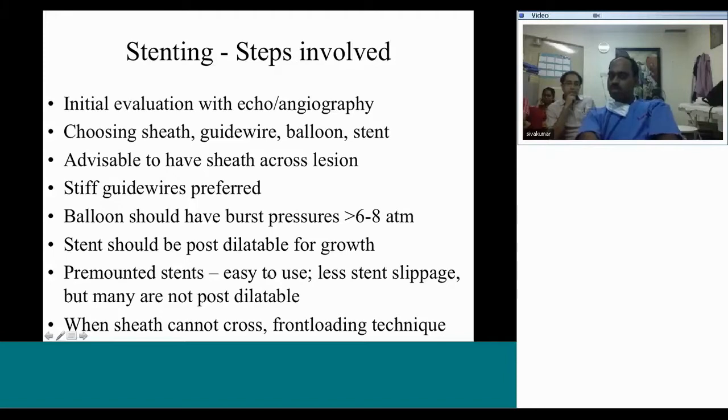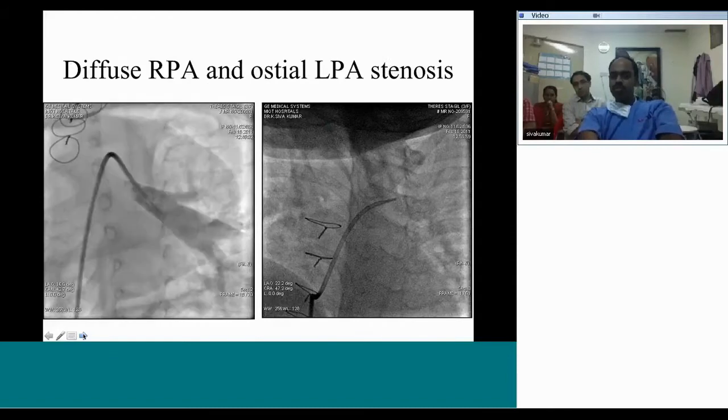Pre-mounted stents are very easy to use. They don't lead to stent slippage, but many of the pre-mounted stents are not post-dilatable. If it is a pre-mounted stent of 10 mm Visipro, you cannot dilate more than 10 mm. So you are stuck with 10 mm for the rest of your life. But when sheaths cannot cross, sometimes the front loading technique can be used. I'll just show some examples.